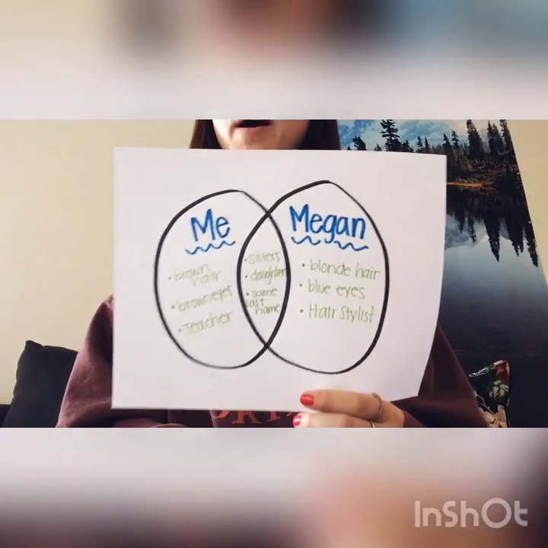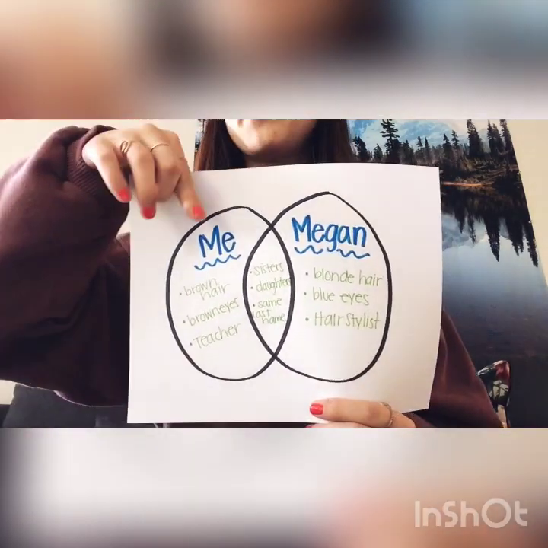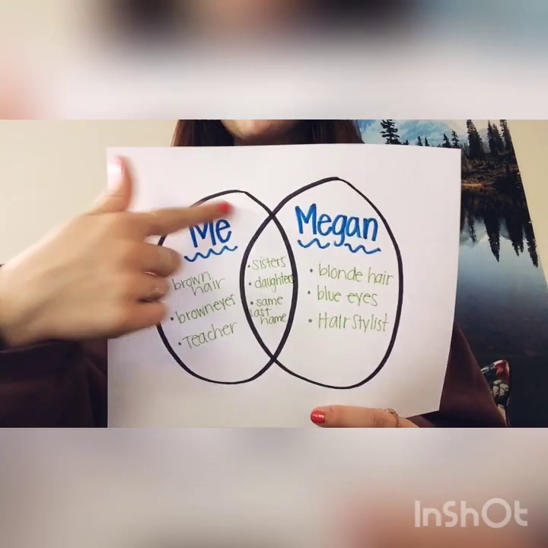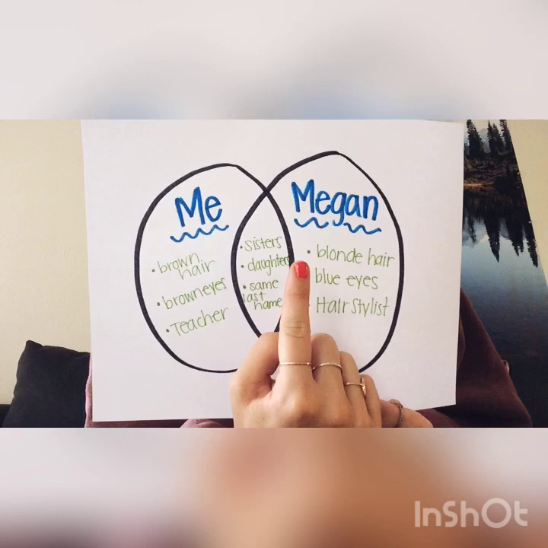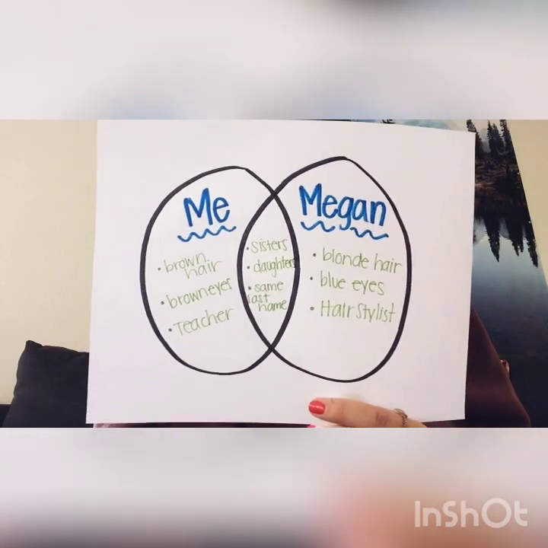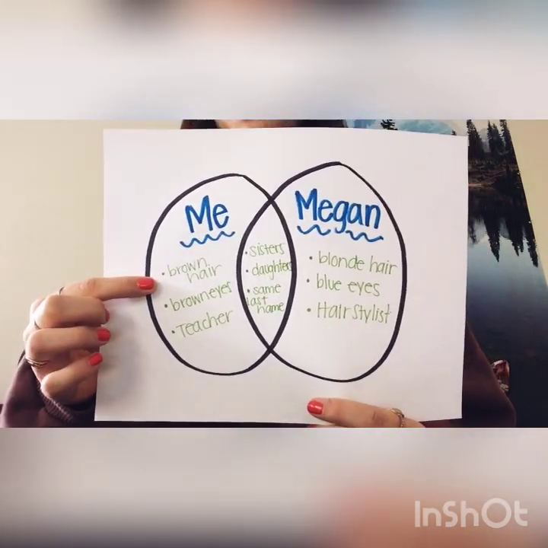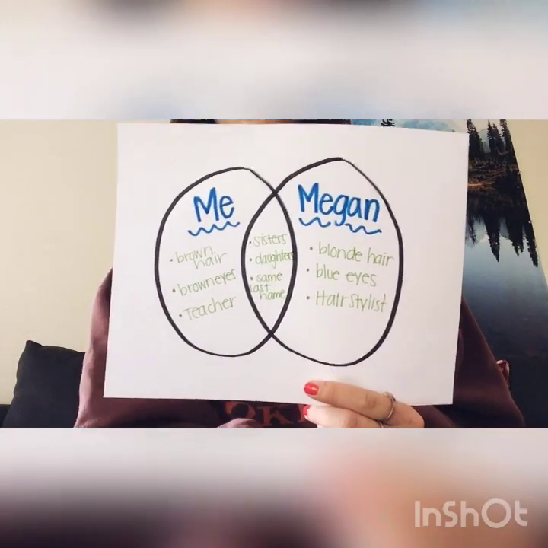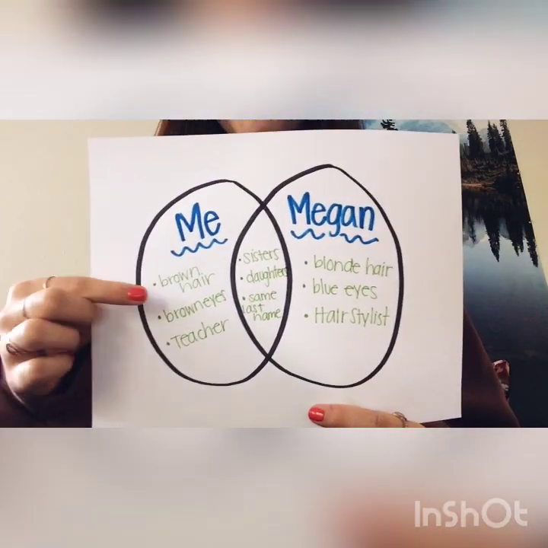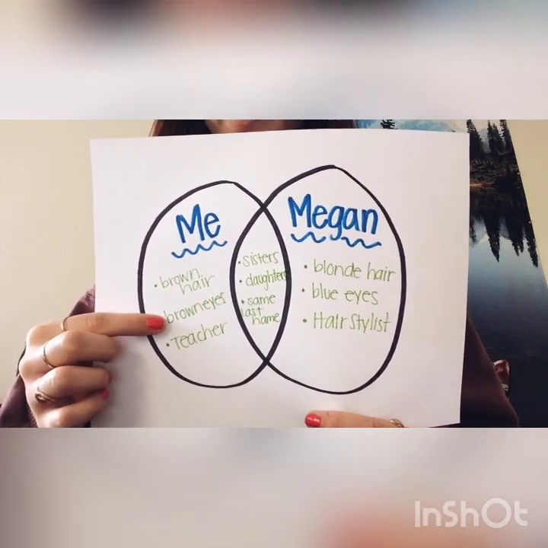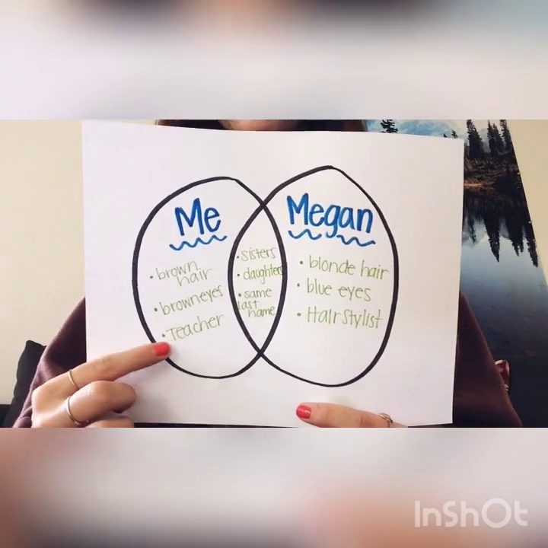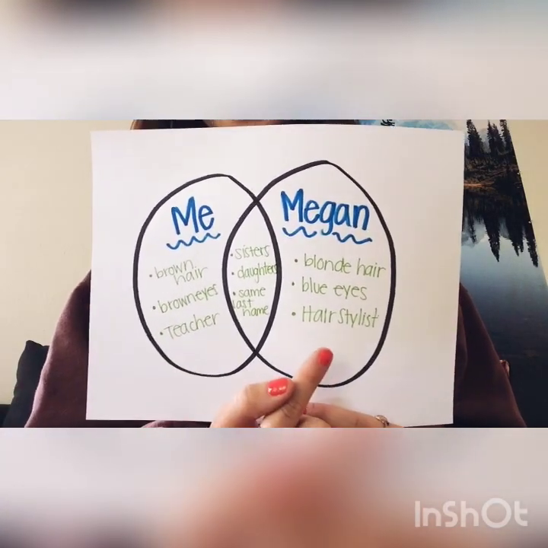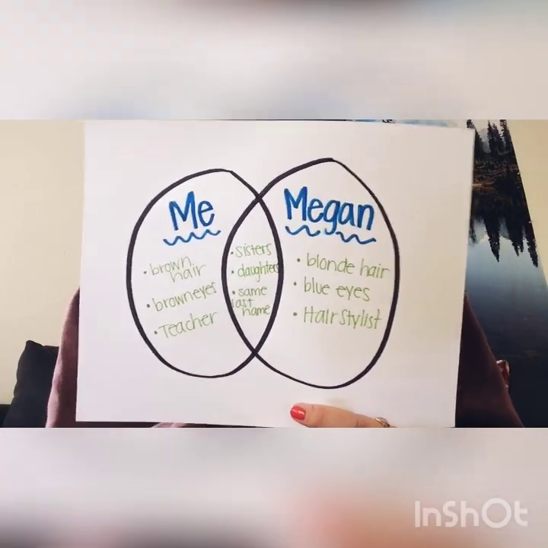So this is pretty cool, you guys. We're going to make a double bubble map. And you're going to put me, you have the circle for you, and then you're going to put your family members. So I put my sister, Megan, and on each side, I wrote some differences, things that are unique between me and my sister. So I have brown hair and brown eyes, but my sister has blonde hair and blue eyes. I also am a teacher, but my sister is a hairstylist, so we have different jobs.